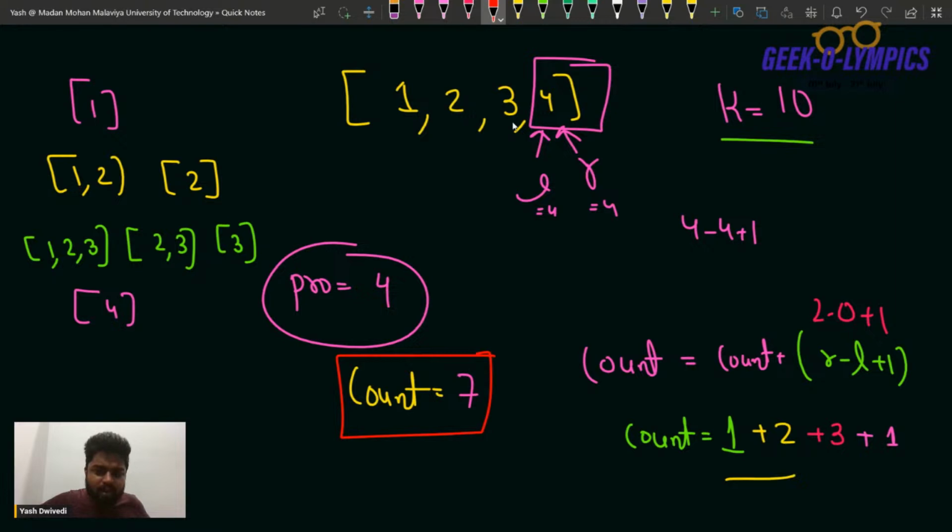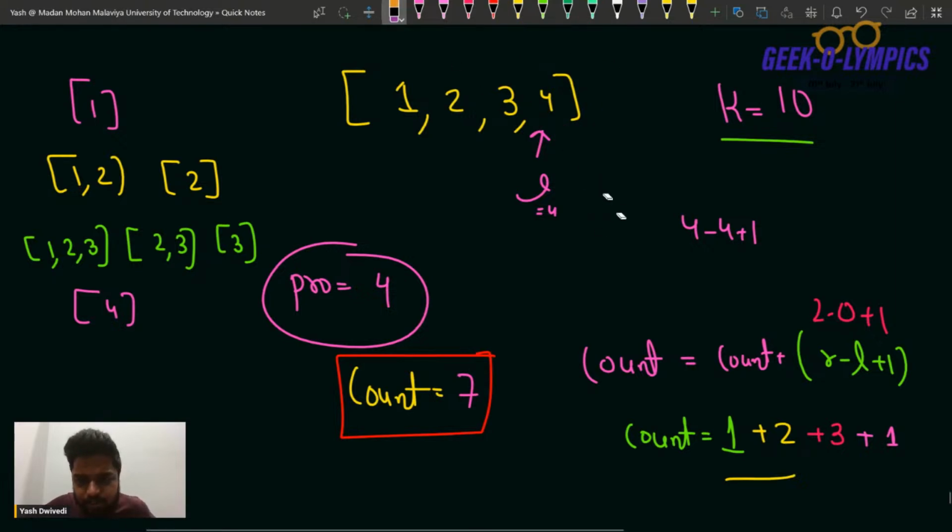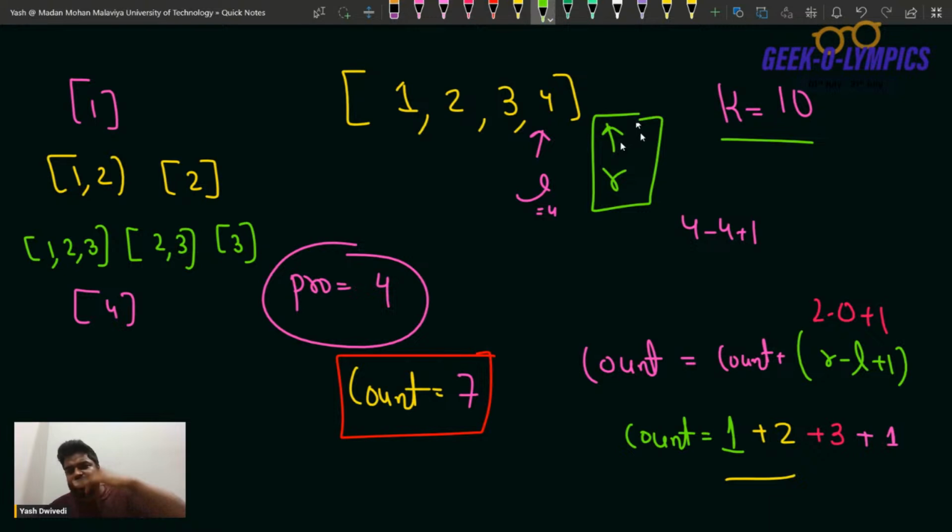Is this part clear? After this, since it became under control, my R will move forward. The moment my R moves forward, you can see that R reaches the end of the array. Whenever R reaches the end of the array, that is when I will end this particular iteration.